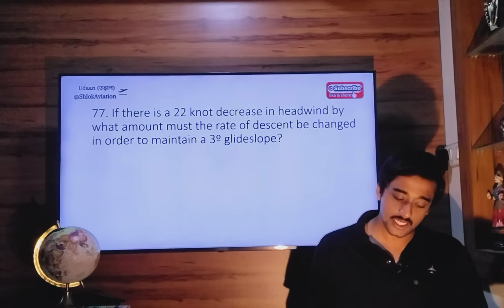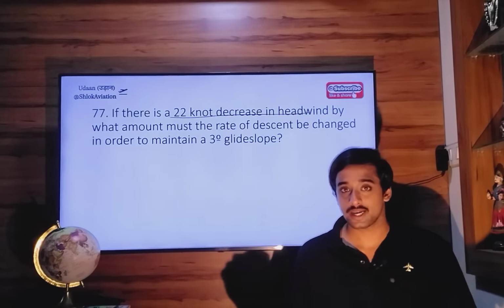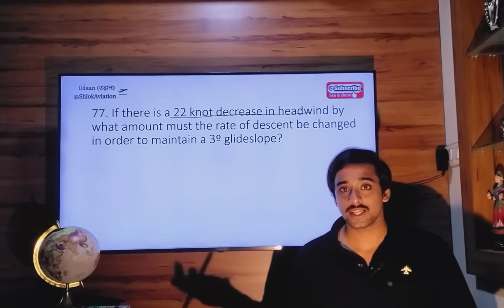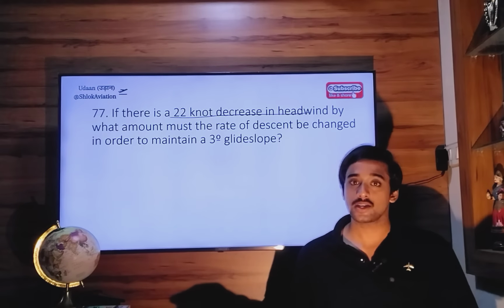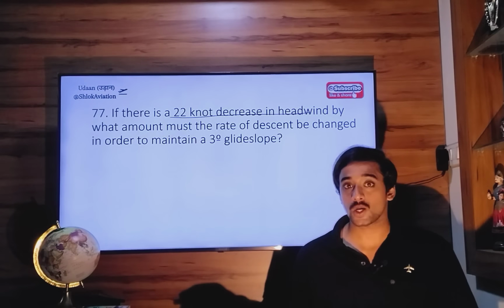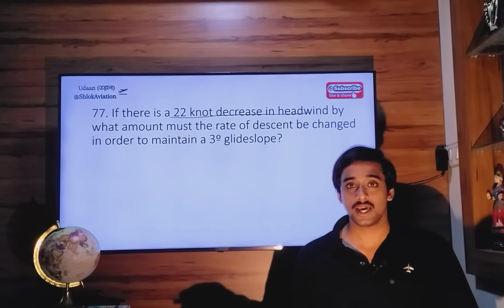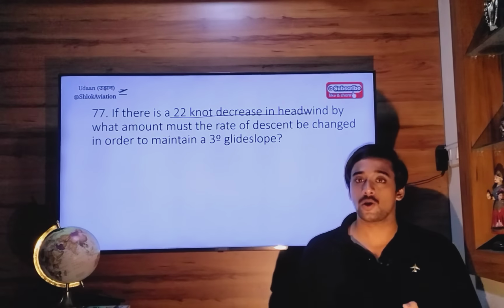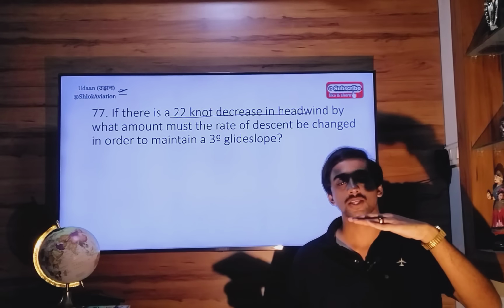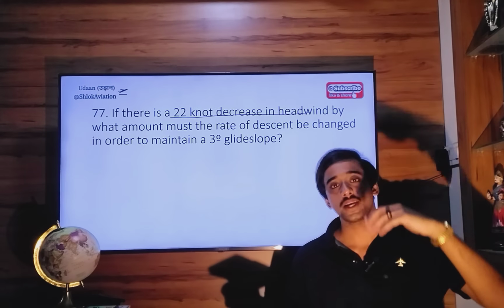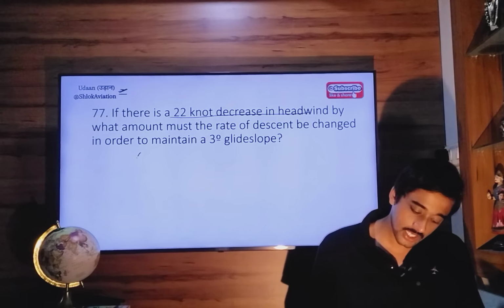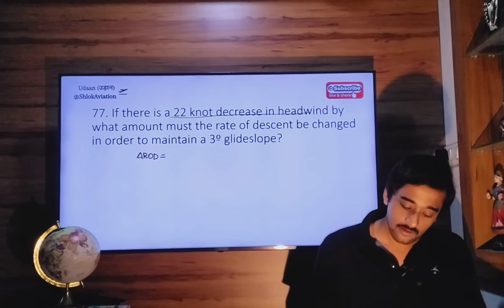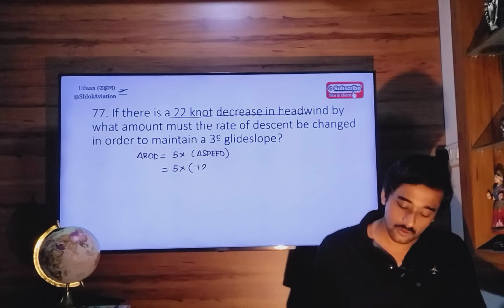Next. If there is a 22 knot decrease in headwind, okay, so decrease in headwind is nothing but increase in tailwind, and tailwind conditions will arrest your rate of descent, meaning you will descend at a very slow rate. You will not be able to maintain your 3-degree glide slope. You will find yourself somewhere above the glide slope, suspended in the atmosphere. So the change in rate of descent required will be 5 times the change in speed. So 5 times plus 22. Why?